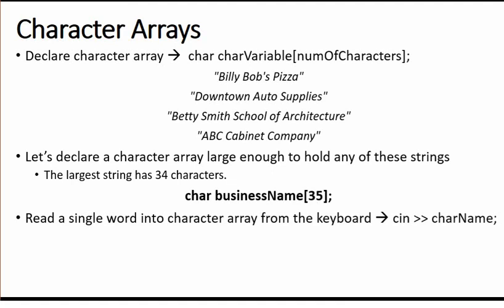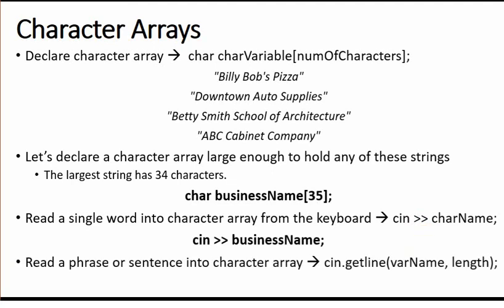Now, reading a character array from the keyboard is the same thing as with the string: cin with the right angle brackets, or the extraction operator. For multiple words, the getline function is still in play, but it's not getline all by itself. You start with cin.getline, in parentheses the name of the variable, comma, the number of characters. So here it's 35. This is how we could read multiple words into the business name character array.